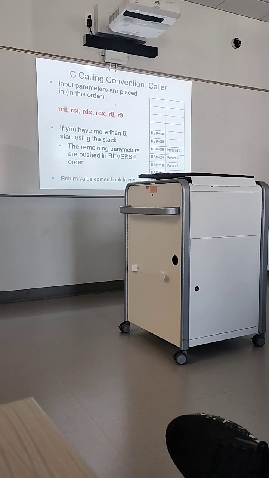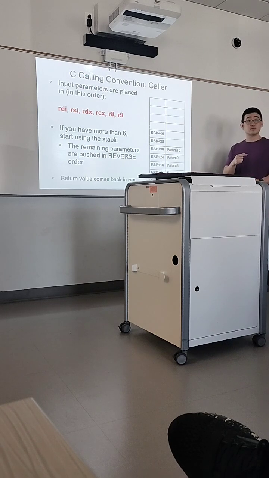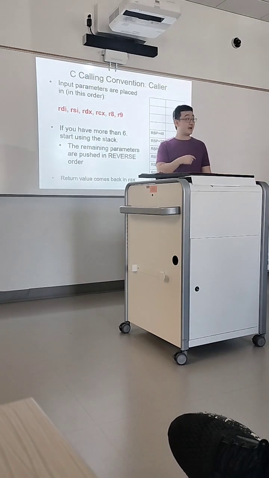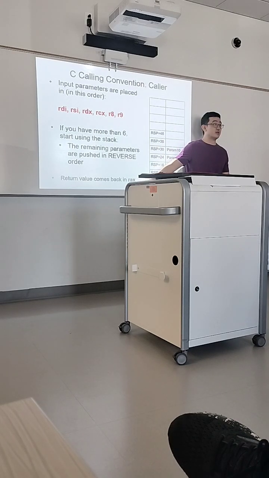So let's say you have 10 parameters into the function. First 6 go here, and then this is what the stack would look like. The parameters are pushed in the reverse order so you can actually get them in order as you look at it. The return value from the function comes back in the RAX register.